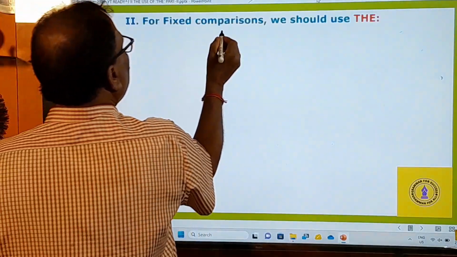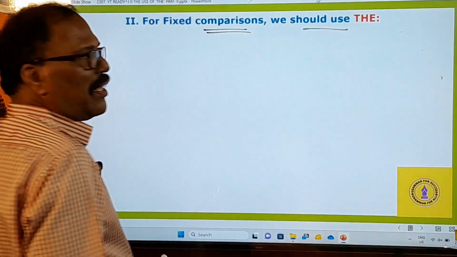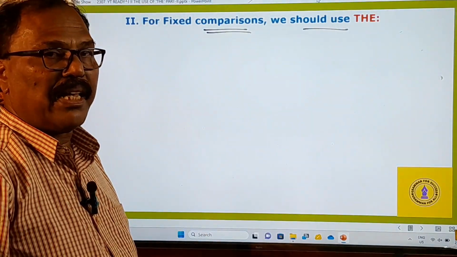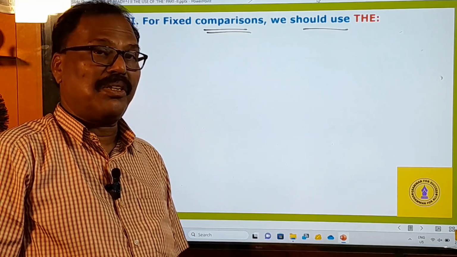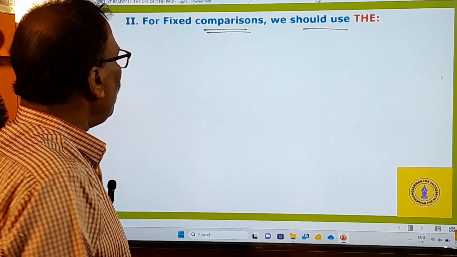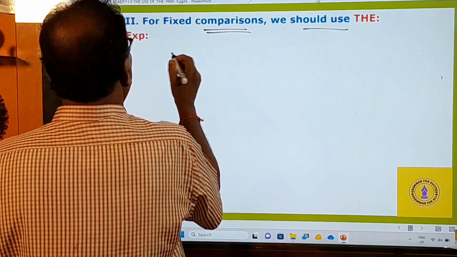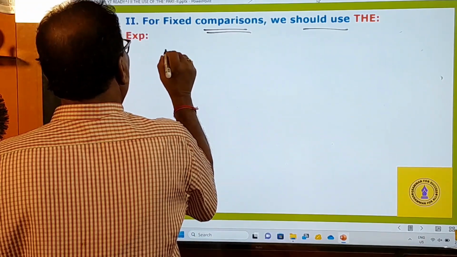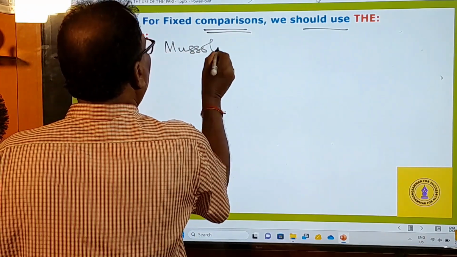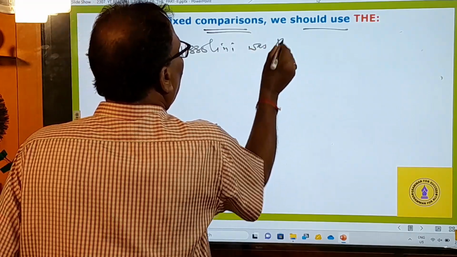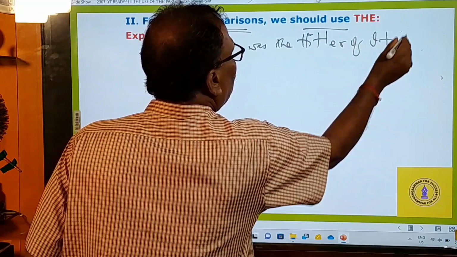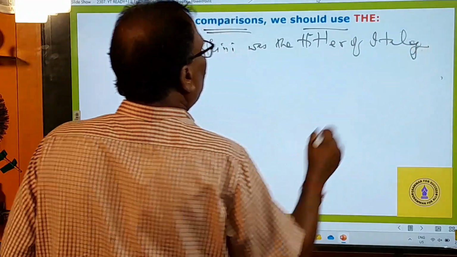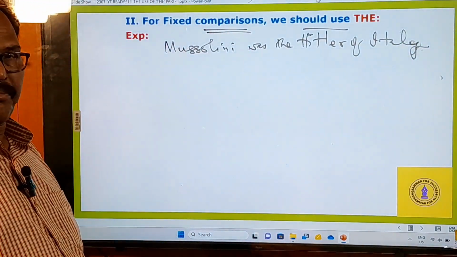And here, for fixed comparisons, we should use the. Only for fixed comparisons. There are some fixed comparisons, and in them you have to use the definite article. For example, let me give you one example. Mussolini was the Hitler of Italy.